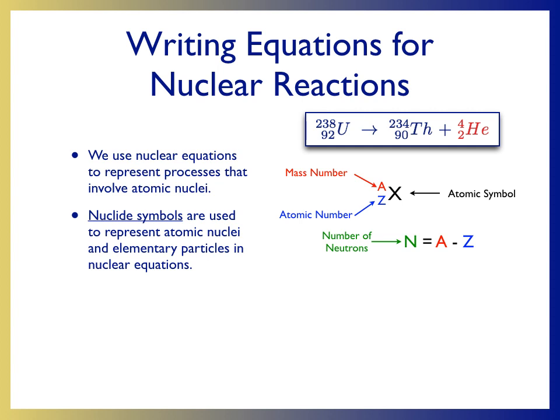In a nuclear equation, we use nuclide symbols to represent the nuclei that are undergoing the changes. Remember from Gen Chem 1 that a nuclide symbol shows the atomic symbol for the element, which is the X here, with a subscript to the right of the atomic symbol that represents the atomic number Z, or the number of protons in the nucleus. The superscript to the left of the nuclide symbol is the mass number. The mass number is the sum of the number of protons and the number of neutrons in the nucleus.